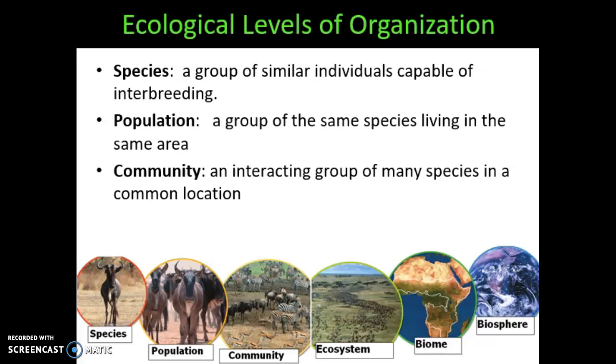Now, community expands upon that. When we look at a community, this is an interacting group of many species in a common location. So this is kind of like all the living things interacting together. If we're looking at the Philadelphia Zoo community, it's not just the lions, but it's also the tigers and the bunny rabbits and any other organism that they have there, but also includes the trees and the flowers and the grass in that zoo. So all living things in an area together make up the community.